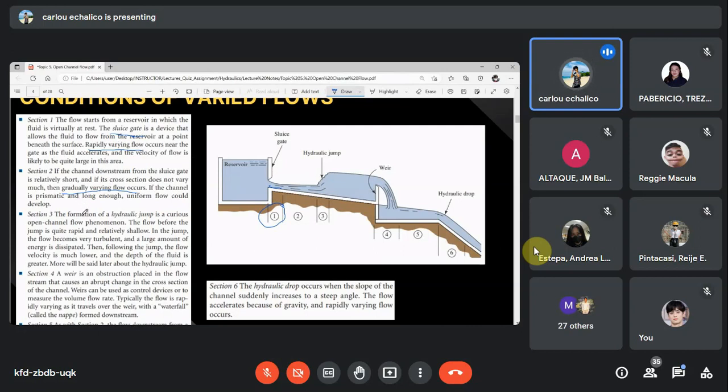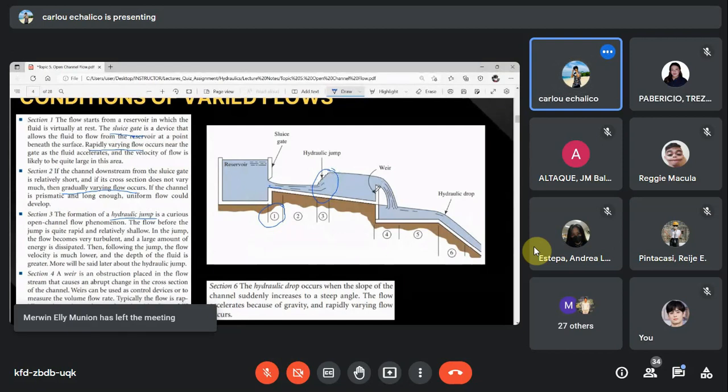So another one is the hydraulic jump. What is this hydraulic jump phenomenon? As you can see in the figure, number 3 is the hydraulic jump phenomenon. So whenever a hydraulic jump develops, the flow before the jump is quite rapid and relatively shallow. In the jump, the flow becomes very turbulent and a large amount of energy is dissipated. Then, following the jump, the flow velocity is much lower and the depth of fluid is greater.